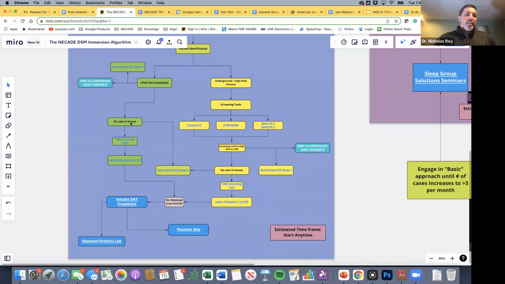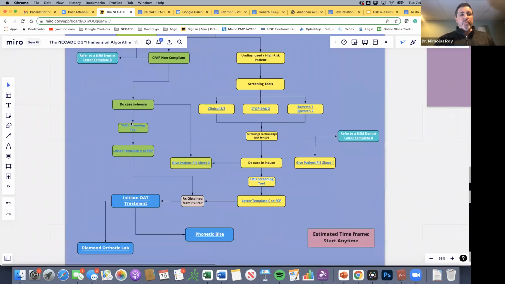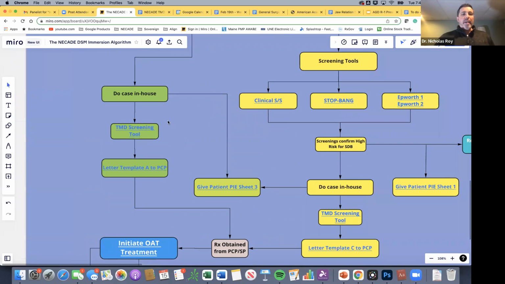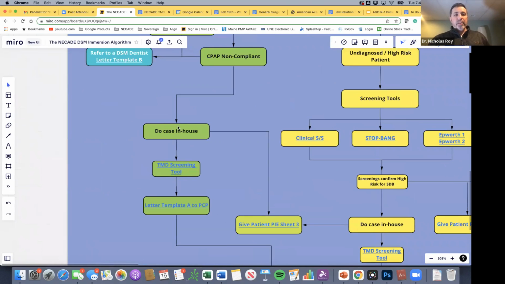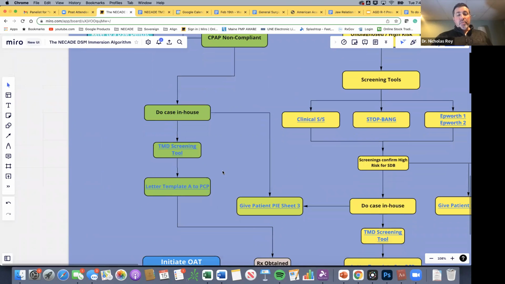But instead, you decide to do the case in-house. You say, you know what, I want to learn more about this. So I'm going to treat the patient. Well, the first thing you should do is make sure their TMJ is in good condition. Although, like I just said, Stephen Olmos talks a lot about the fact that TMD and sleep disordered breathing are often treated the same way.